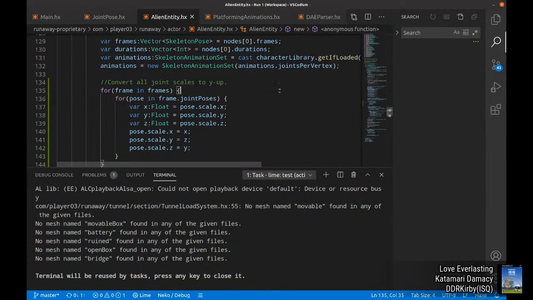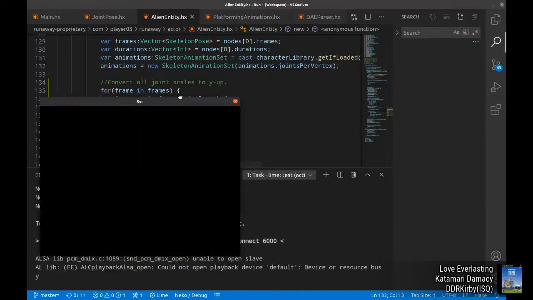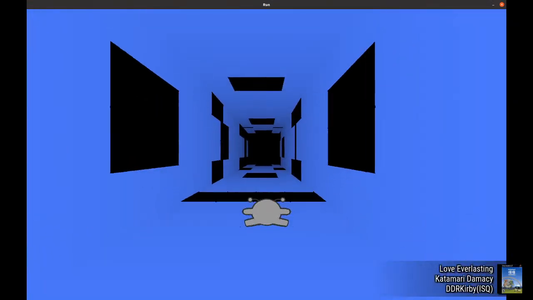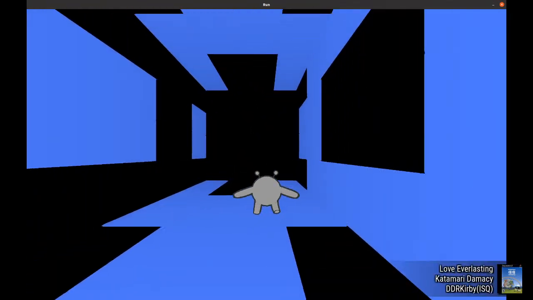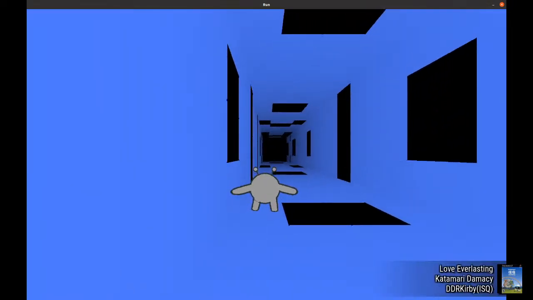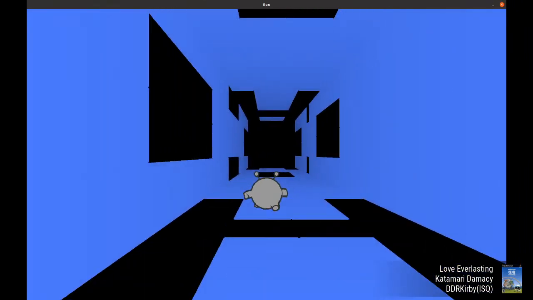But I go export and I compile again, and you will see that it doesn't match up. So here we're getting to the bug that I have to debug. The arms, during the running animation, are very long. And not tall.